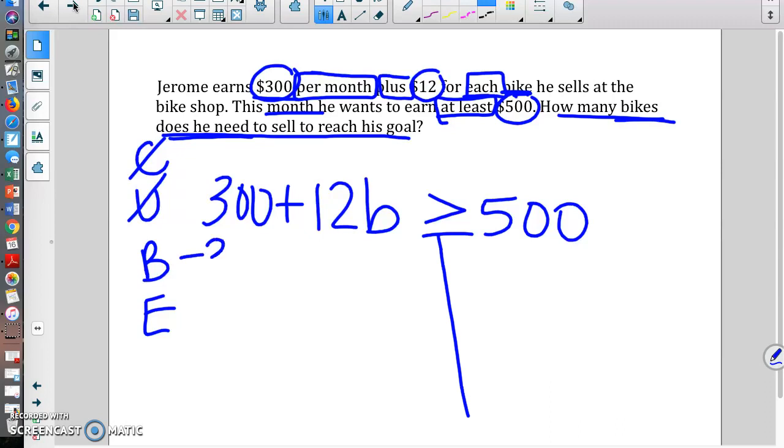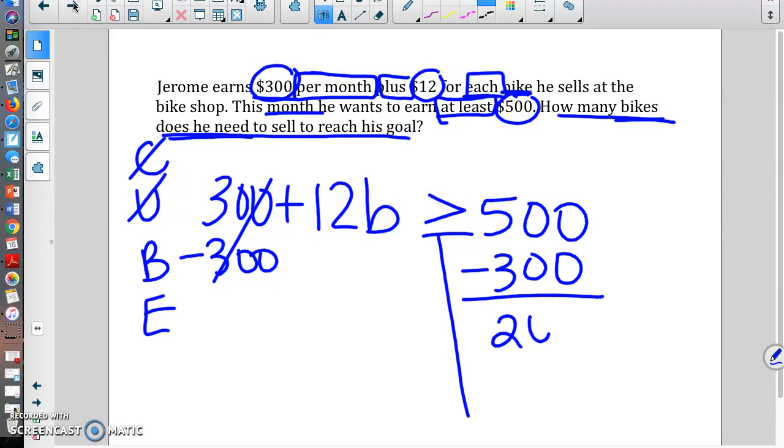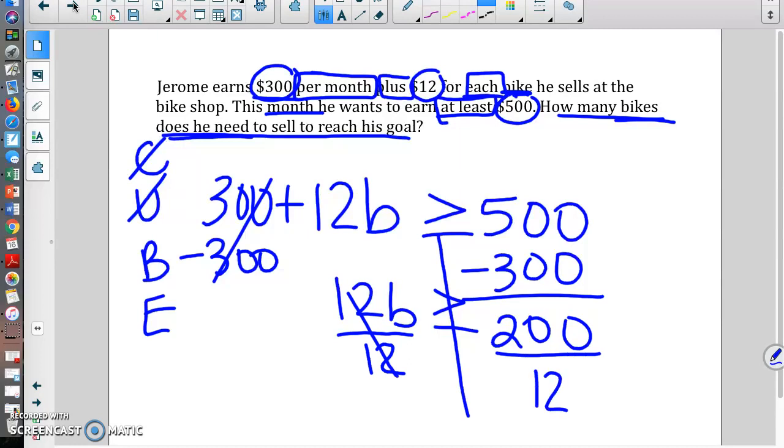We're going to subtract the 300 to cancel on each side. 500 minus 300 is 200. And then we have 12b. We get rid of multiplication by division, so we're going to divide by 12 on each side. You actually have to divide that. So 200 divided by 12.